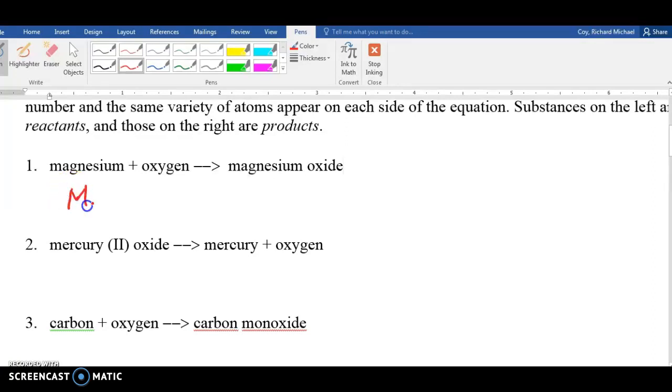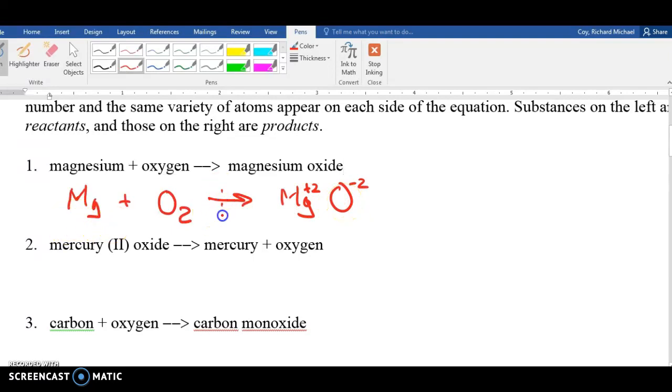If it's by itself, it's just plain old magnesium. Oxygen is O2 because it's one of our diatomics. You should know this one. Magnesium oxide is Mg, which is plus 2 if it's bonded. Oxygen is minus 2 if it's bonded. So those guys neutralize each other. That's a perfectly fine formula.